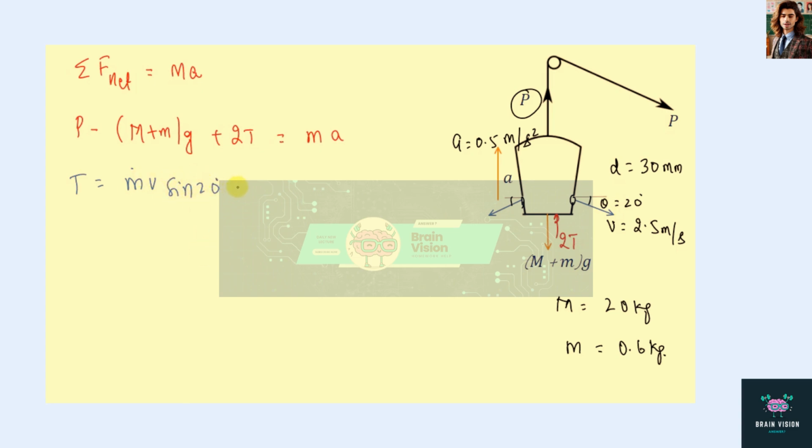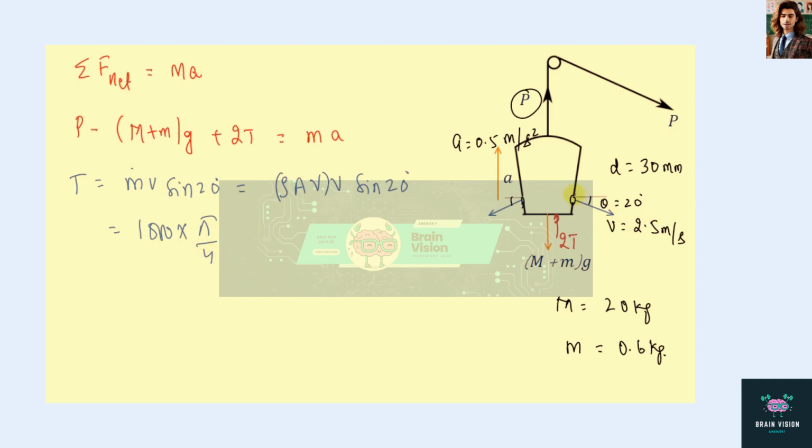This is the thrust force, so it will be equal to m dot, which is basically the mass flow rate for water, which is equal to density times the area times the velocity, times V times sine 20 degree. Now we can put the values. So density for water we have 1000, and area is pi by 4 d square.